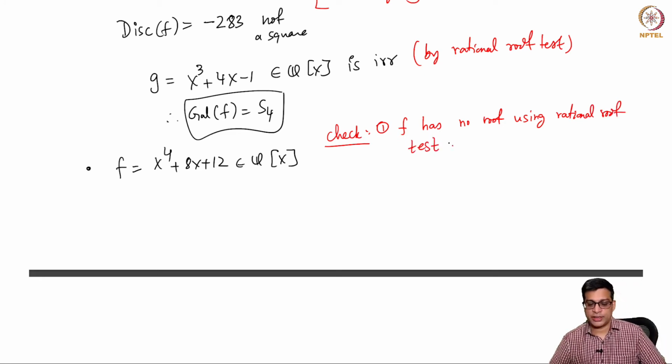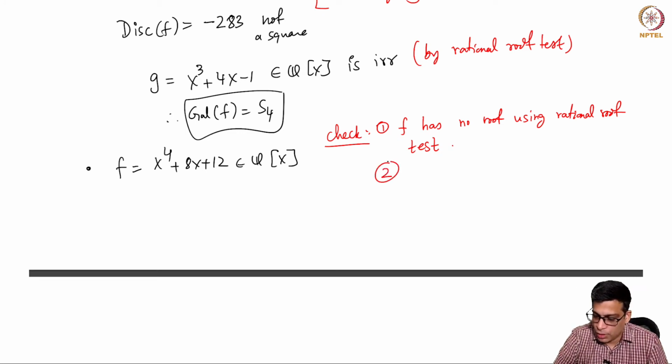Show that it has no roots, that one can check, because any root must be an integer that divides 12, and you check for all of those divisors of 12, none of them is a root, so it has no rational roots. But that doesn't immediately imply, unlike in the degree 2 or 3 case, that this is irreducible, because there is a chance that it can split as an irreducible quadratic times another irreducible quadratic.